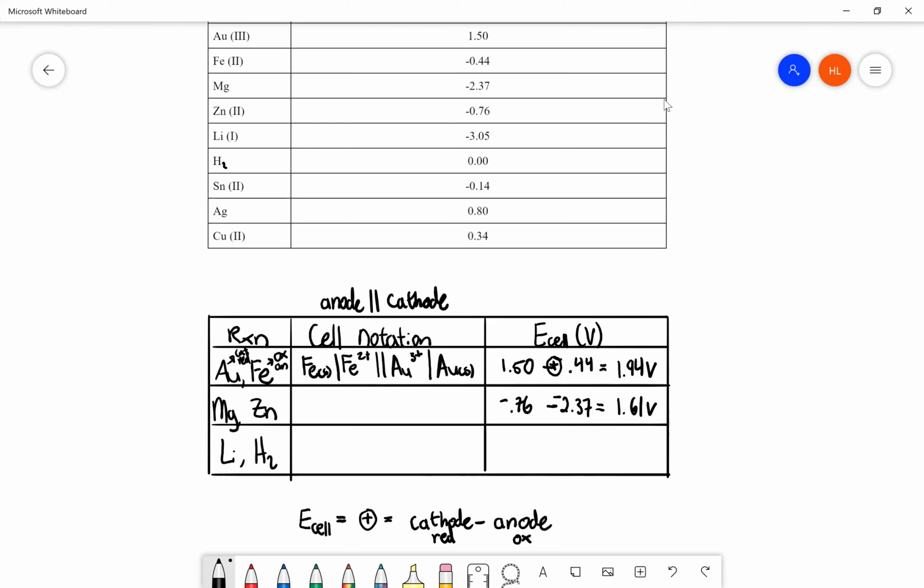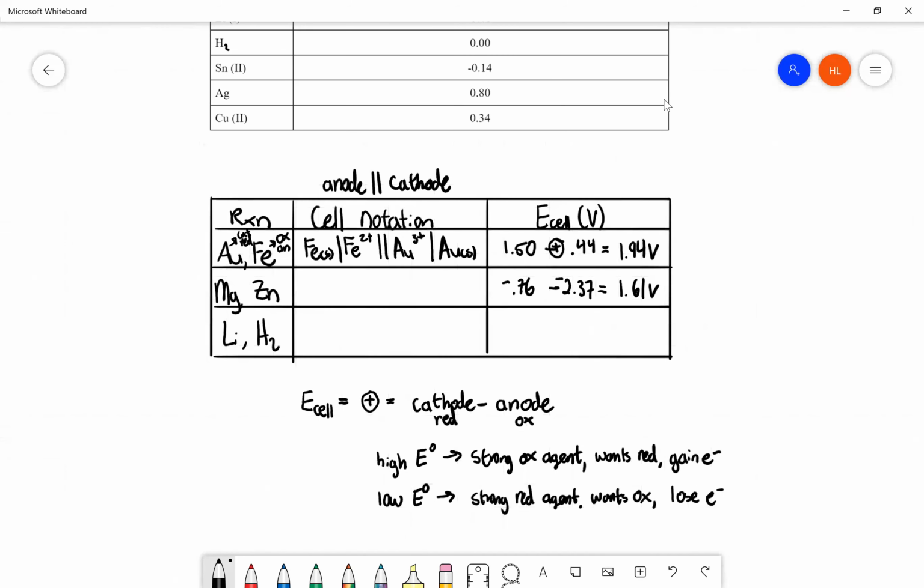Conceptually, this makes sense, right? Because our magnesium, as we said before, has a low standard reduction potential or a large non-positive standard reduction potential, which means it wants to be oxidized, it wants to lose its electrons, and therefore it's a better anode than zinc would be. Zinc is more positive or a smaller negative number, meaning it's actually better at being an oxidizing agent than it is at being a reducing agent when compared to our magnesium.